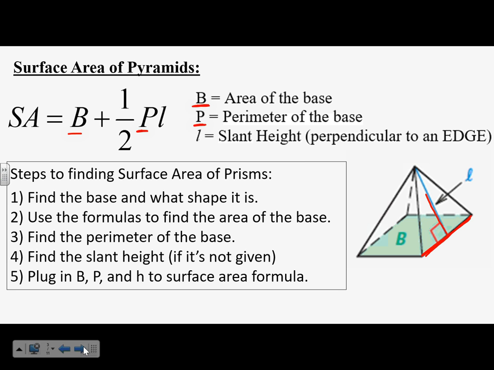And that's going to be where it's going to get a little bit difficult later, where we might have to find that, and that means we might have to use the Pythagorean theorem. So kind of the same thing we did before.